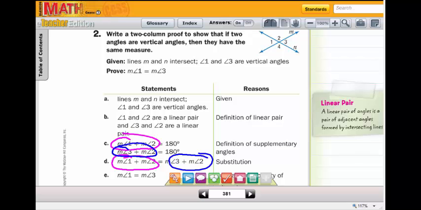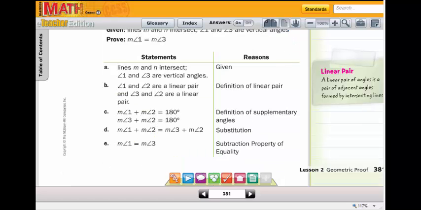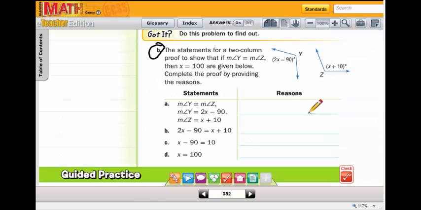Then you can say if the measure of angle 1 plus the measure of angle 2 equals the measure of angle 3 plus the measure of angle 2, what we could do is subtract 2 from both sides. Understand I'm subtracting the measure of angle 2 from both sides. I'm getting rid of that and getting rid of that, and I end up with the measure of angle 1 equals the measure of angle 3. And that's what we're looking for when we do these proofs. Please press pause and do letter B.